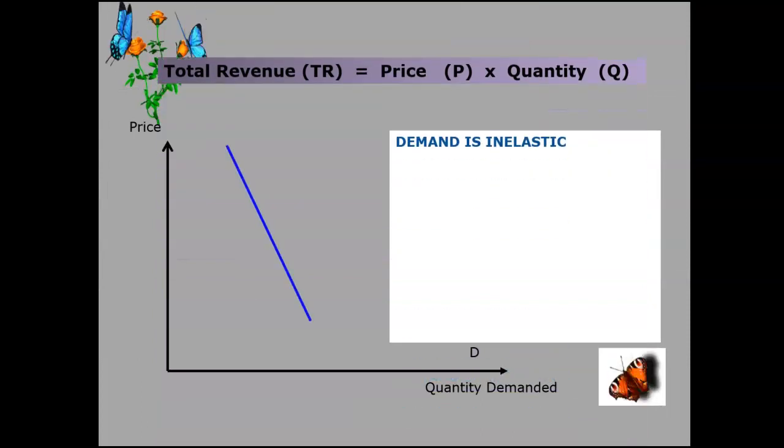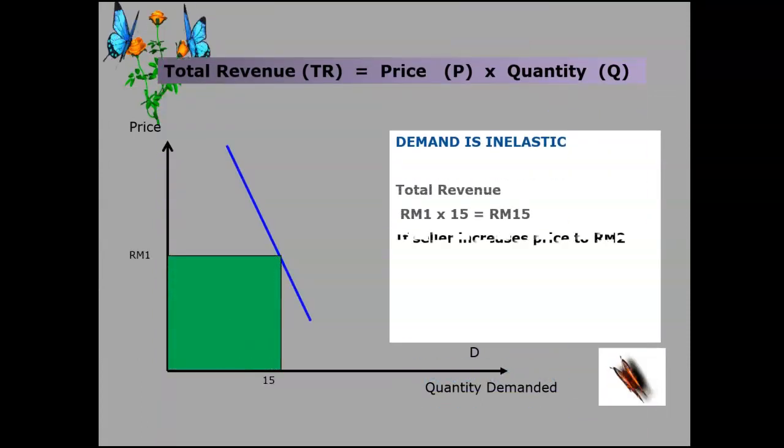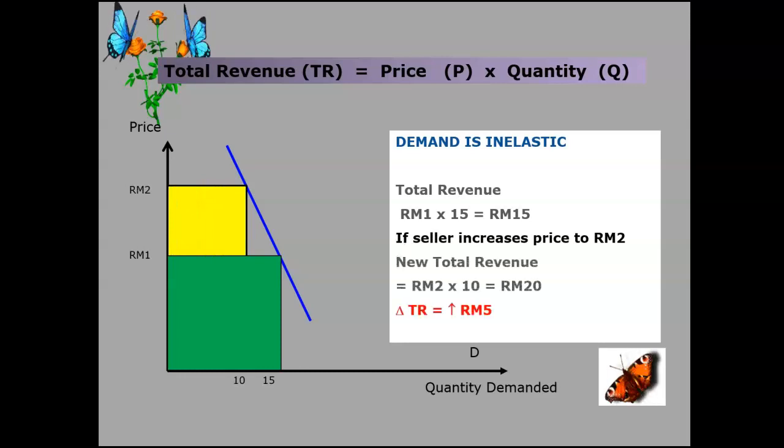Tapi kalau demand is inelastic, right? So if a seller increases price to 12, maksudnya total revenue will increase. Maksudnya, buyer still tak kisah, dia akan kurangkan sedikit sahaja quantity tu. Maksudnya masih untung, walaupun peniaga naikkan harga.